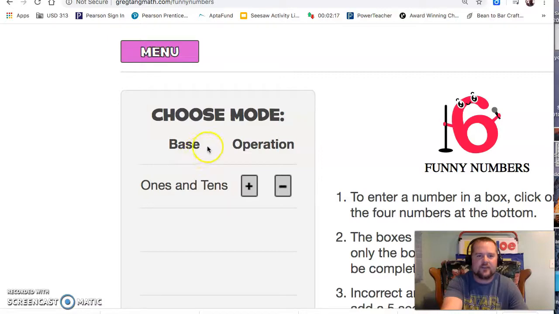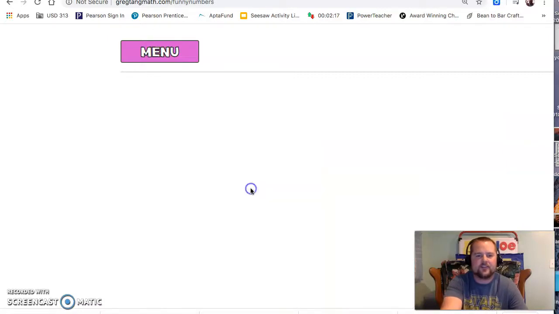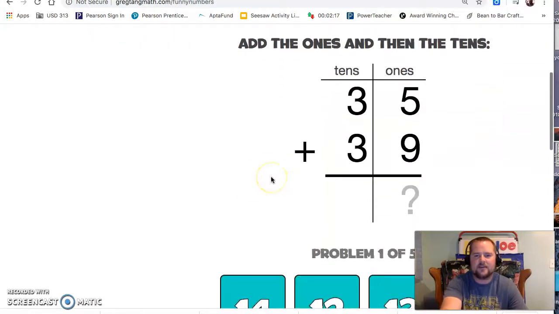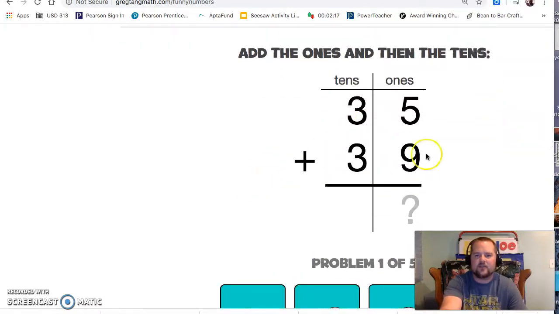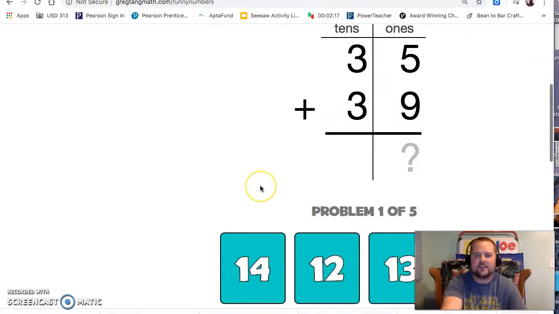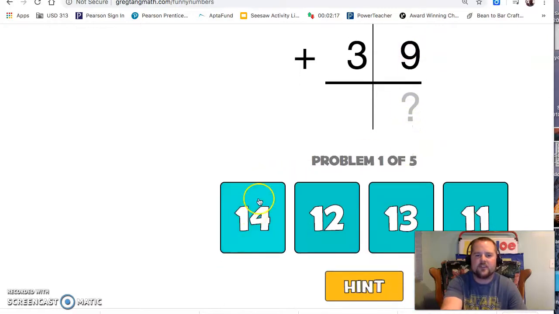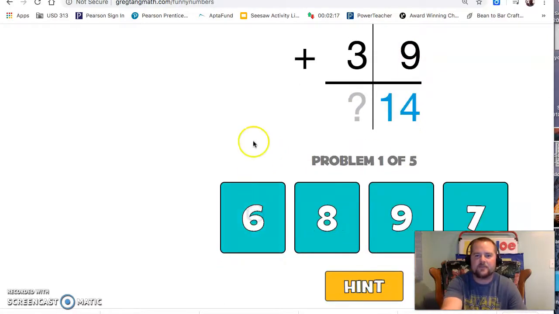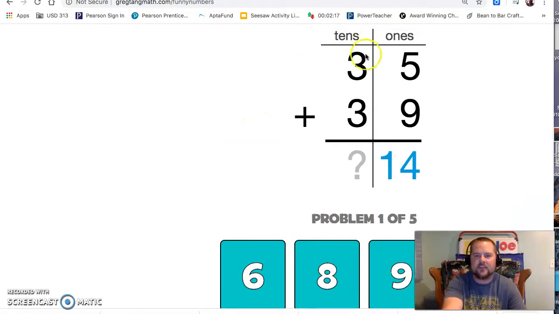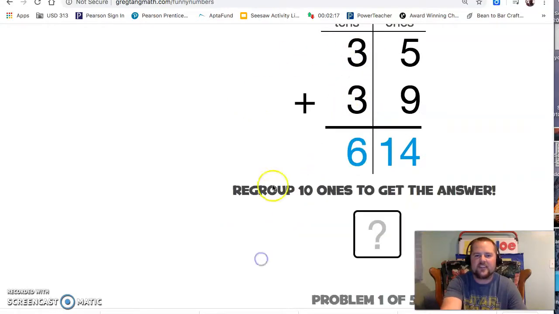All right, so operation, I'll show you both. This one's plus, so click on plus. Here's our problem: 35 plus 39. Now we want to add our ones together. 5 ones plus 9 ones equals 14 ones. So click on 14. And let's go to the tens place. We have 3 tens plus 3 tens. That would be 6 tens.